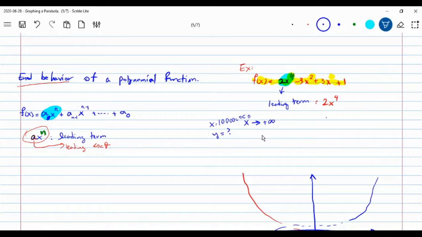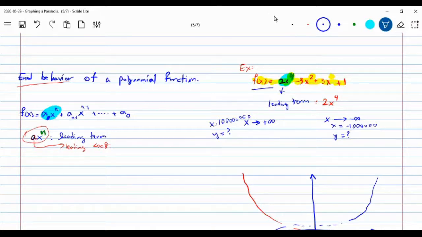Or if x is very small, that means x is going toward negative infinity, something like negative 1 million, then what is the behavior of y? What happens to y? Is it a positive number? Is it 0? Is it a negative number, a huge negative number? We're going to answer that question. We're going to figure out the y behavior based on the given function.